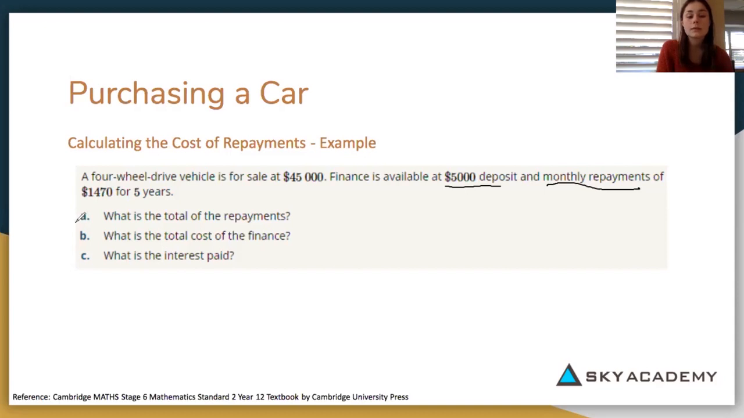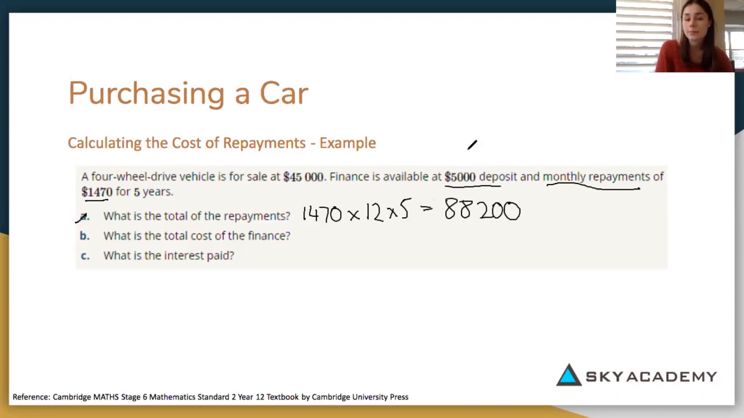So we know that the repayments are $1,470, and we're doing it monthly for 5 years. So if you want to write it monthly for 5 years, you've got to figure out how many months are in 5 years. And if we know there are 12 months in a year, if we do 1,470 times 12 times 5, that's going to give us the total of the repayments for monthly for 5 years. And when you put that into your calculator, you should get an answer of $88,200. So we know already that that is a lot more than just paying for it up front, and we haven't even added the deposit yet.